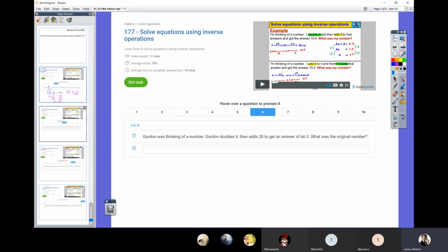Now I'm going to look at what 5 and 6 were like. Gordon thinks of a number, and now he doubles it to start with. He thinks of a number, he then doubles that. He then adds 20. And when he's done all of that, he gets an answer of 66.3. So he thinks of a number, doubles it, adds 20 to get 66.3. What was the original number? We now need to solve this. That blue bit is constructing, and now we're going to be solving.